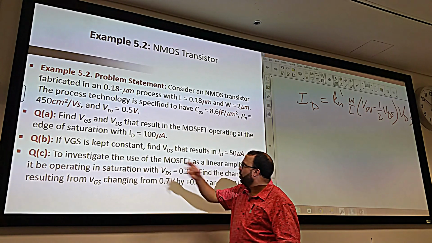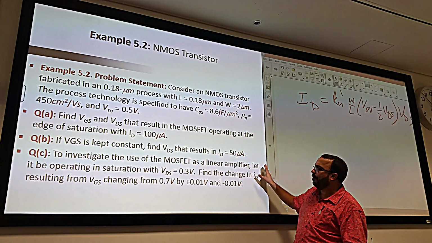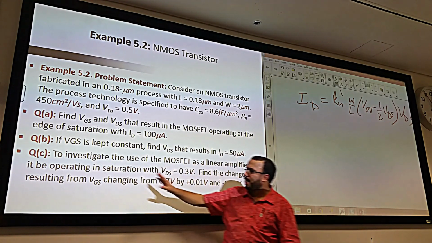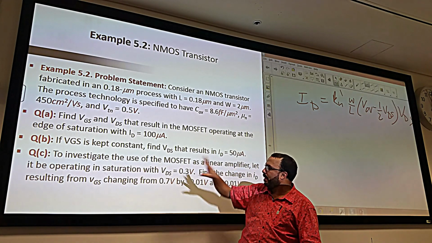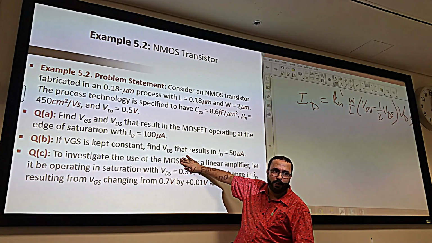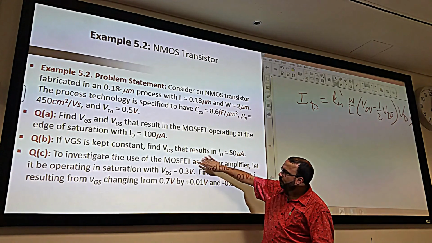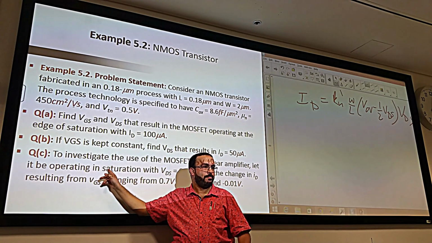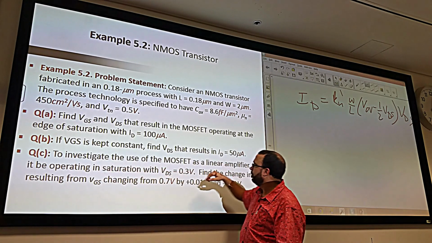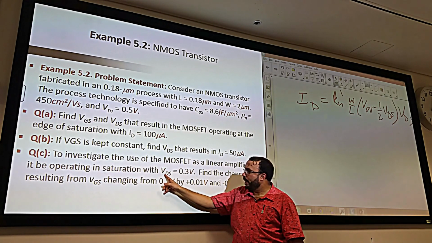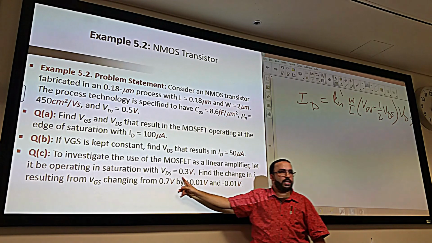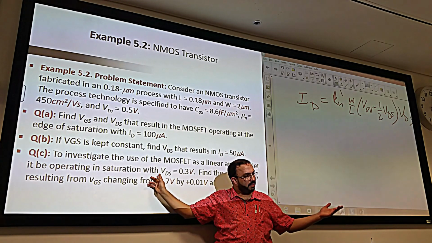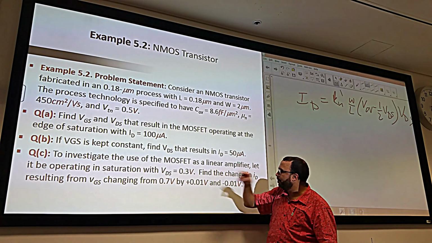Alright, to investigate the use of the MOSFET as a linear amplifier, let it be operating in saturation. So we are going to investigate how the amplifier works. So the MOSFET, we have to put it where? In saturation. Yes or no? Clear? Good. And we are given VDS. Does VDS control that current? No, but we are given VDS.